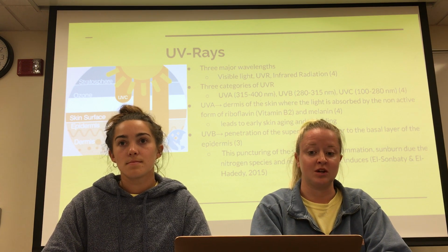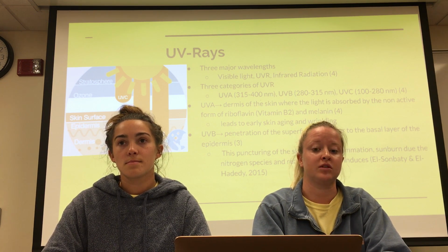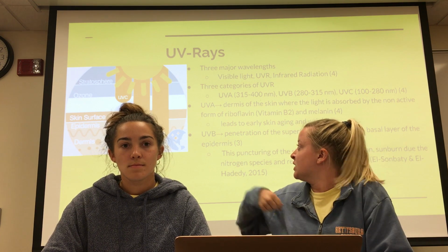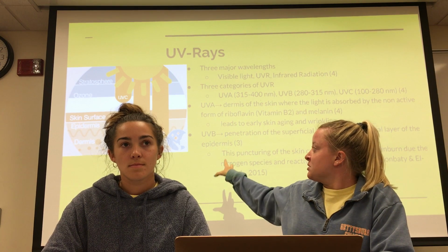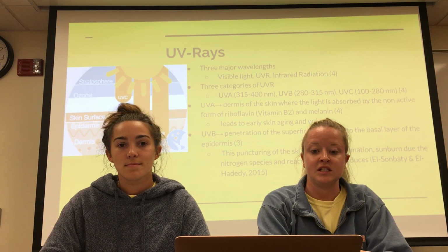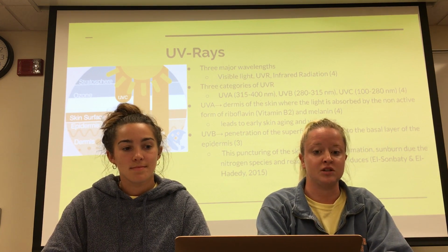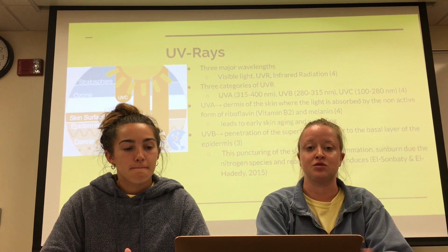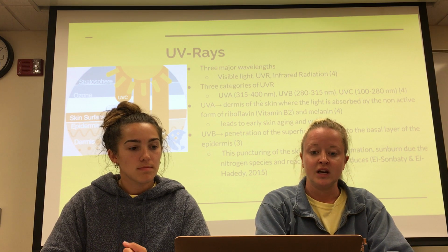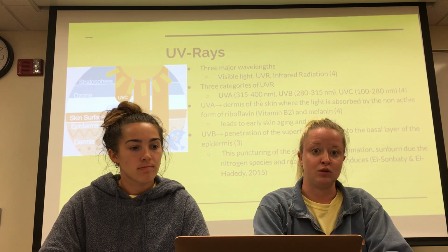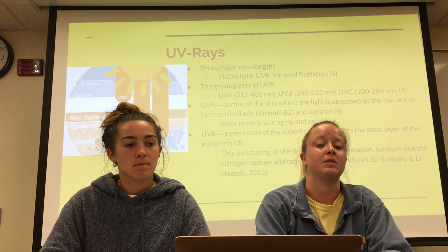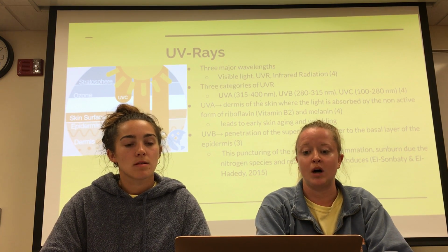UVA goes to the dermis of the skin where the light is absorbed. This is the one that goes the deepest into your skin and is the most affected, as you can see on this picture specifically. The second is the UVB, which penetrates the superficial skin, and you can also see on this picture that the UVC doesn't even reach through the ozone layer completely. The one that's mostly affected is the UVA, which leads to skin aging and wrinkling, and UVB and UVA both combine to affect skin cancer as well.